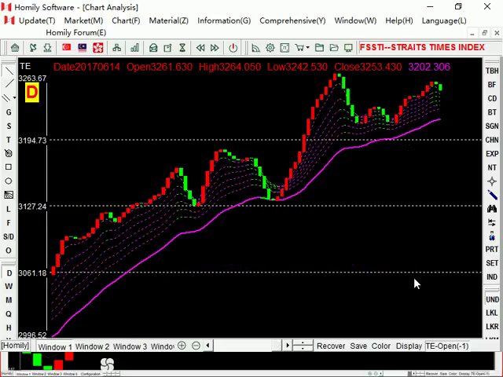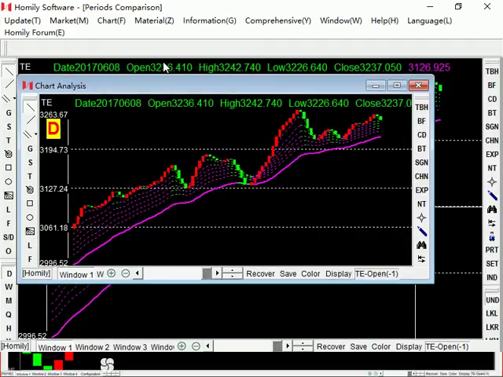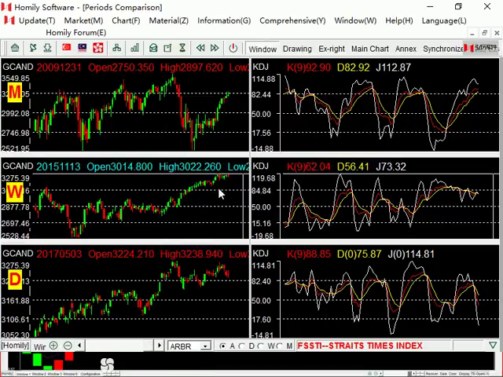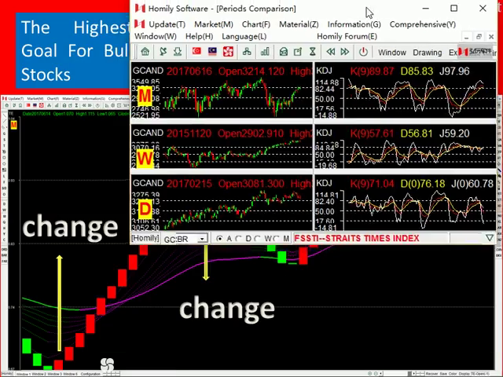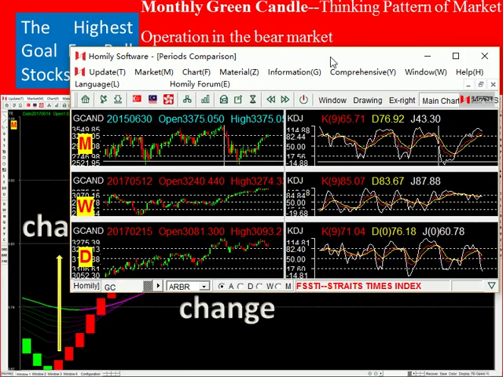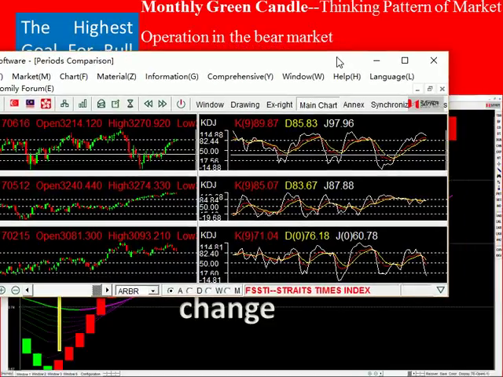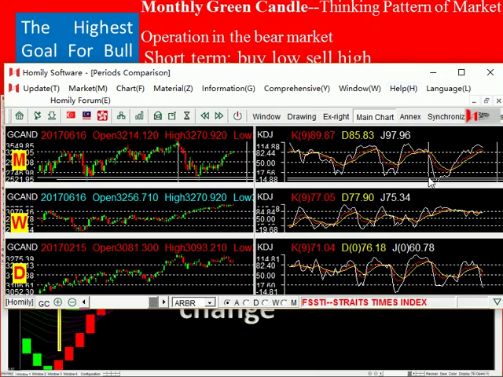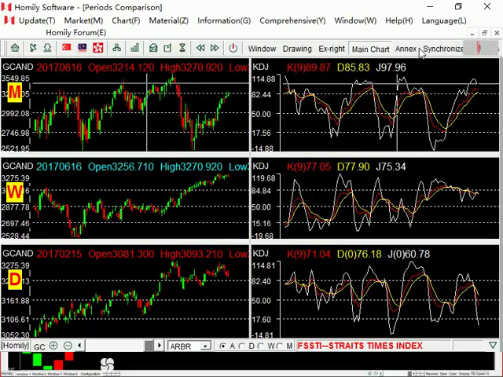So this is for the monthly chart. If you confirm monthly is good, weekly is good, and the daily is also good, you can buy some opportunity. Now let's click this one, period comparison. We can use window 3. Then we can click main chart. You also can use your software to check, using the chain expert to judge, because there is some problem.